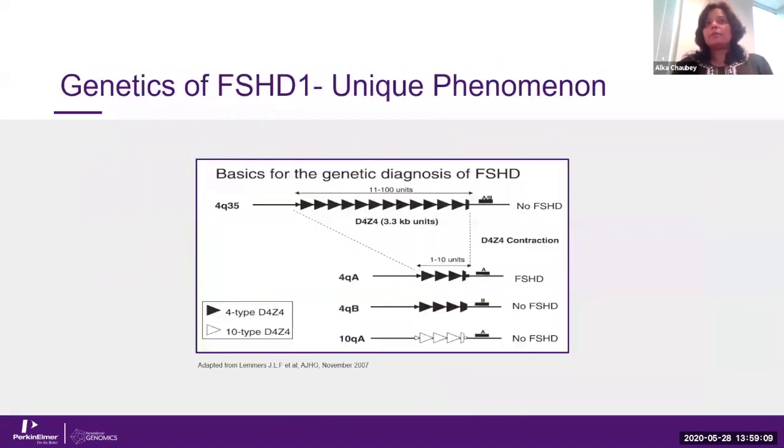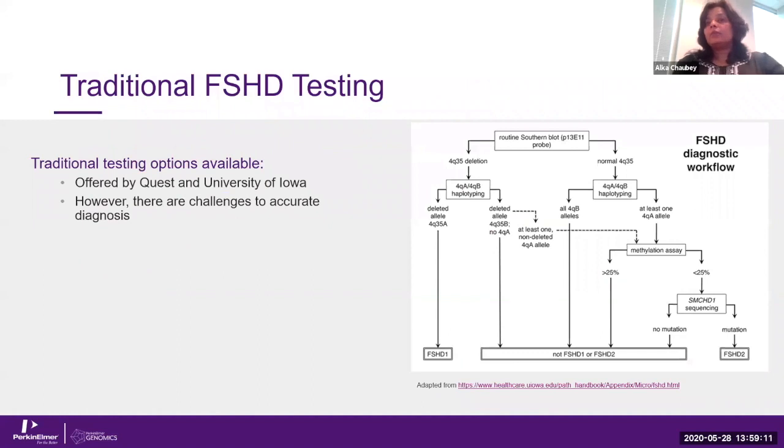So now when we come up here, what has been established is that if you have a permissive allele, which is here a 4QA, and if you also have hypomethylation of your repeat array, then that could lead to the FSHD phenotype. We are not doing that right now, as I mentioned to you, but that is something that we are definitely investigating and looking at. So this may shed another layer of light onto what is going on.